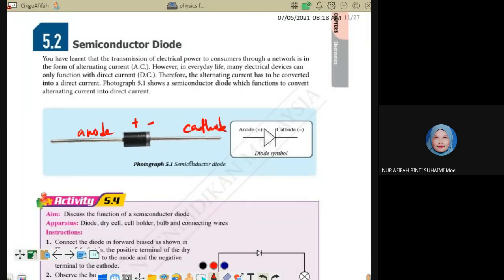Okay. Then we need to connect this to the positive. Positive, negative. Okay, kena sama. Terminal dia kena sama. Positive to positive, negative to negative. Okay, because inside the diode we have electrons and holes. So the electrons will move toward the positive. The holes will move towards the negative. Right.